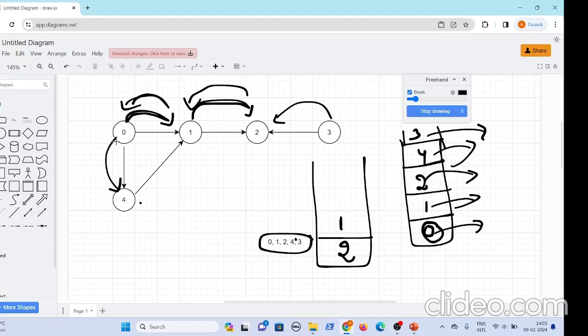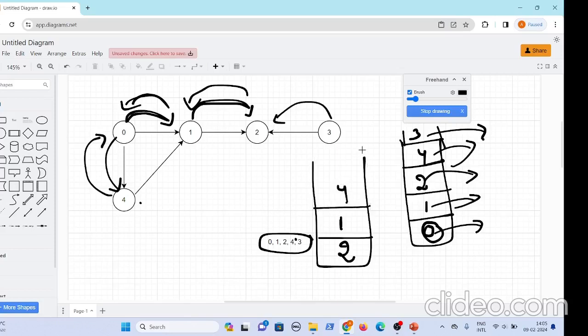Now from 0, what happens? There is another way. You go to 4. Okay, from 4, what is there? There is another edge to 1, but that is already visited. So there is no other way from 4. Now I trace back. While tracing back, push it to the stack.